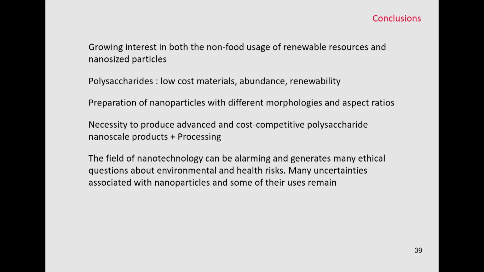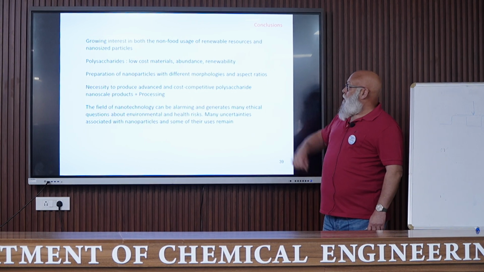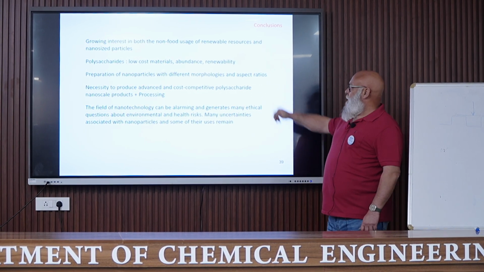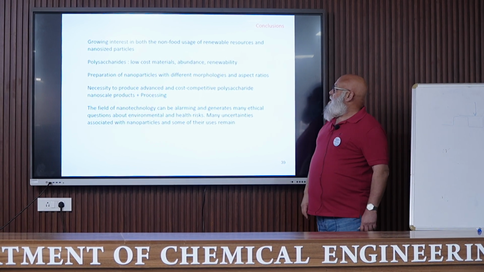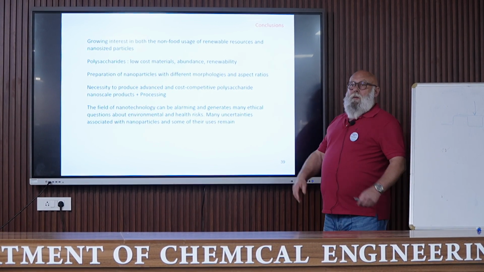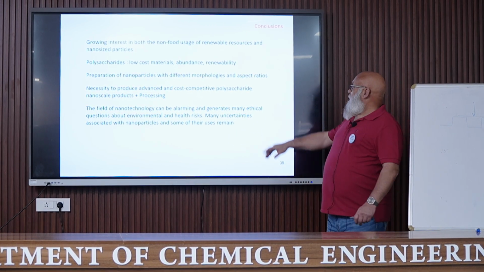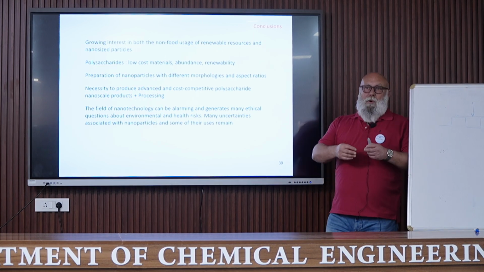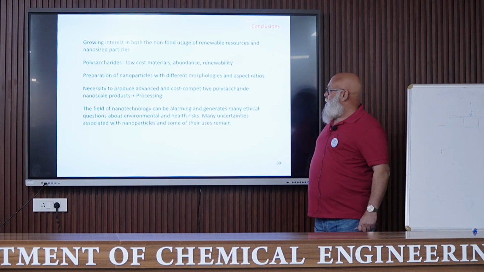There is a growing interest in both the non-food usage, of course, of renewable resources, but also in nanotechnology. So polysaccharides can be good candidates for this because they are low-cost materials, they are abundant, they are renewable. It's possible with these polysaccharides to prepare nanoparticles with different morphologies. I mean long filaments, nanorods, nanoplatelets, and different aspect ratios. So the aspect ratio refers to the ratio between the length of the fiber and the diameter.